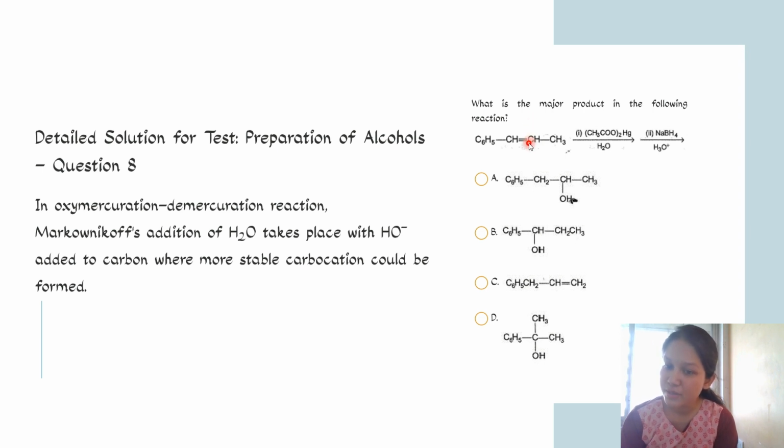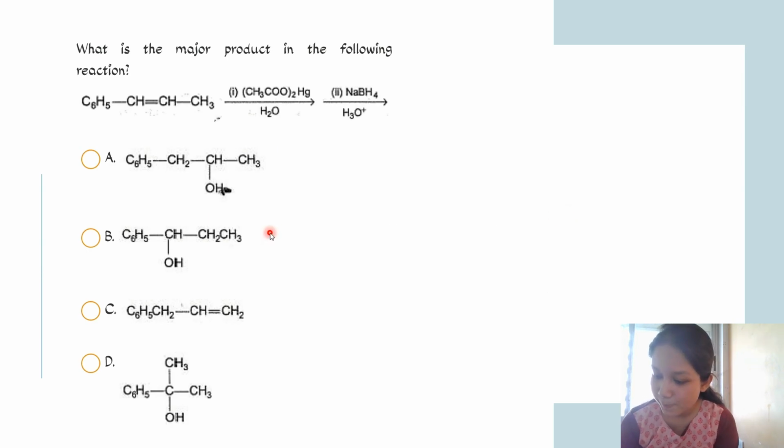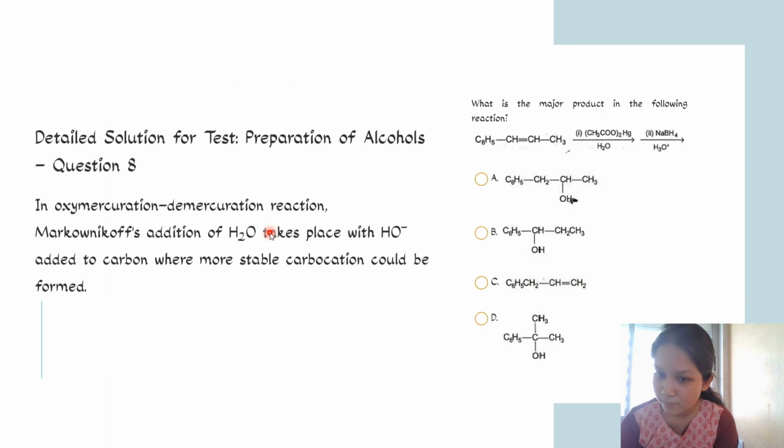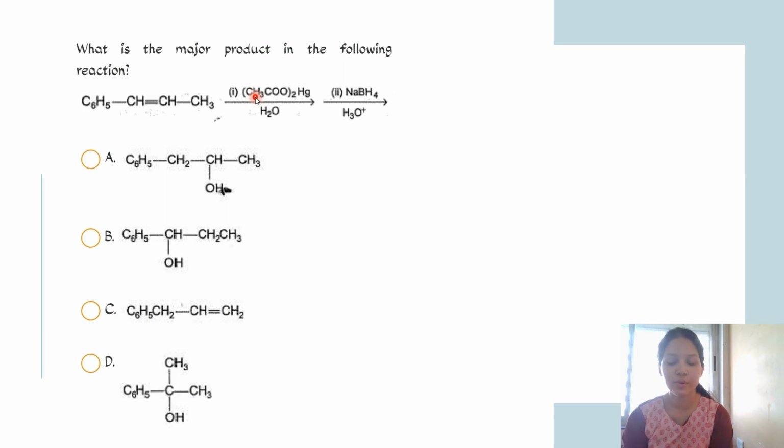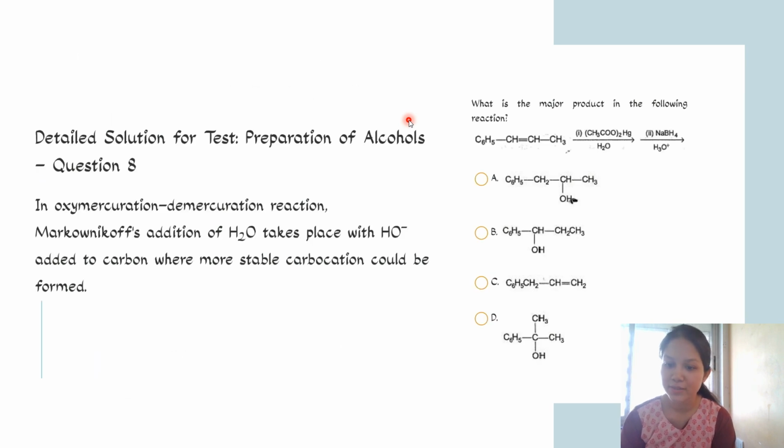And later, demercuration will take place to give you hydrogen at this position. So thus you get the product, which will be this one. So the reaction is following the oxymercuration-demercuration step, and the second step is being carried out in presence of sodium borohydride.